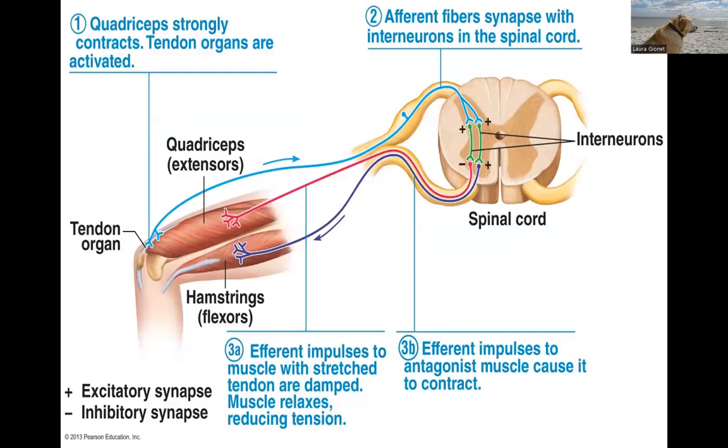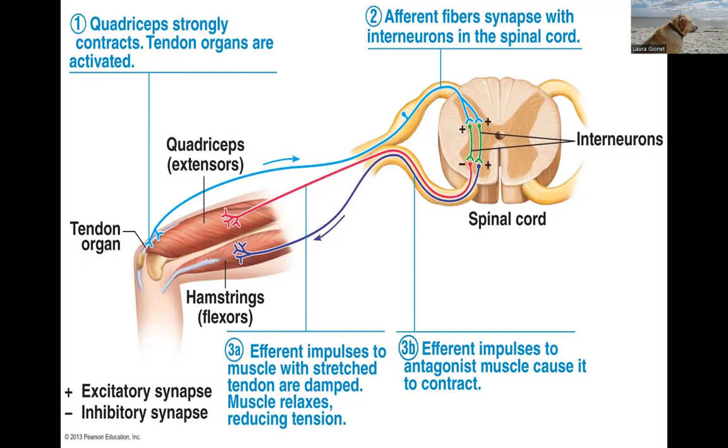Okay, so here they're doing the same thing. We're looking at the leg muscles, the quadriceps and the hamstrings. So the quadricep muscle strongly contracts and the tendons are activated. So let's say you ever got a Charlie horse in your quadricep muscle, because that can happen. Now they're really pulling on the tendon organs. So again, the sensory neuron is the same, goes to the posterior gray horn. This is a good picture of the sensory neuron cell bodies located in the dorsal root ganglion.